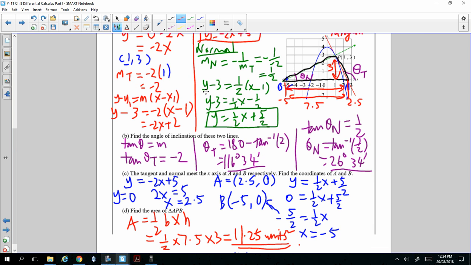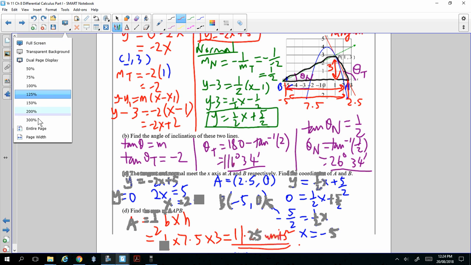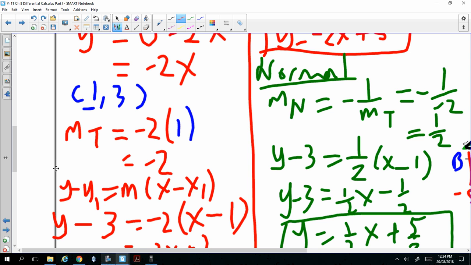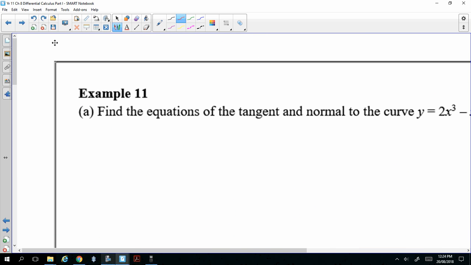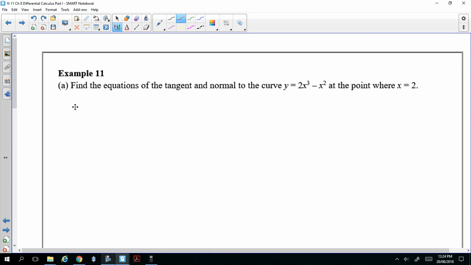Alright, all got it? Let's move on to the next page. Alright, next question. Find the equation of the tangent and normal to this graph at the point x equal to 2. Let's find the tangent first. How do you find the tangent? Differentiate to get the gradient.